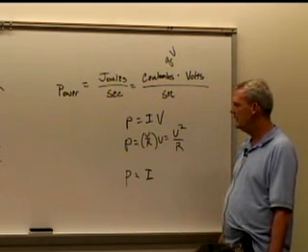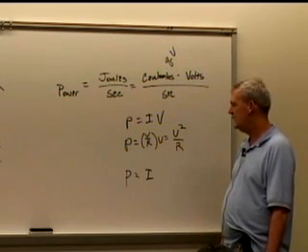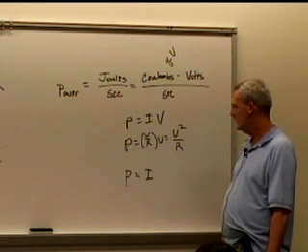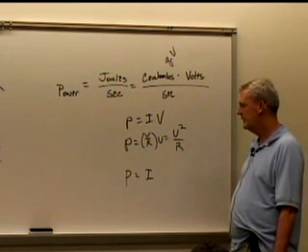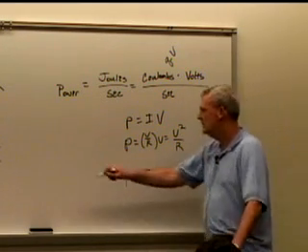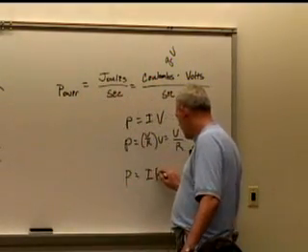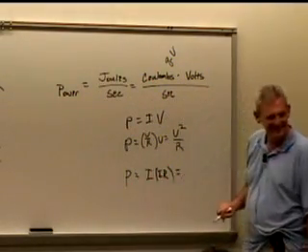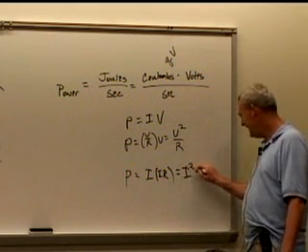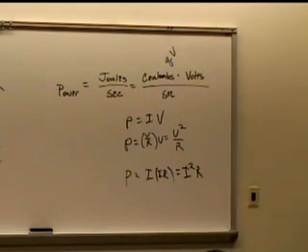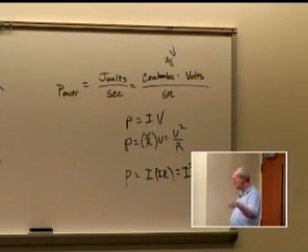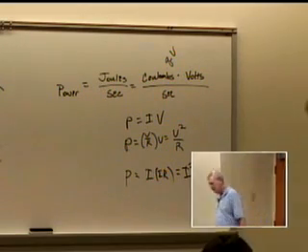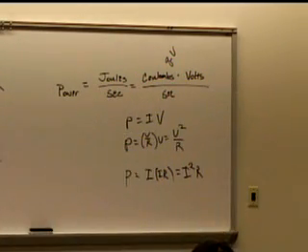I can also say, well, power is equal to V times I, and V equals IR. There we go. So P equals I squared R. So it's either amperage squared times R, or the voltage squared divided by R.